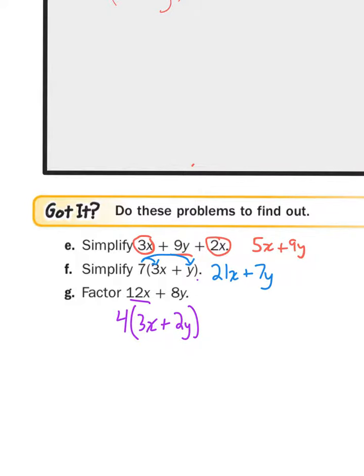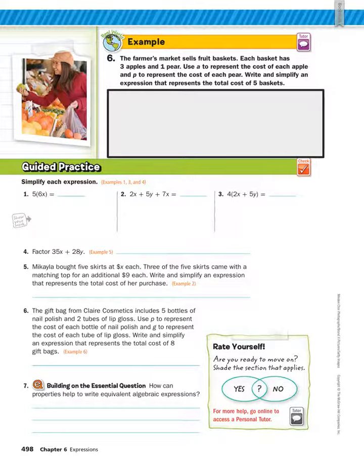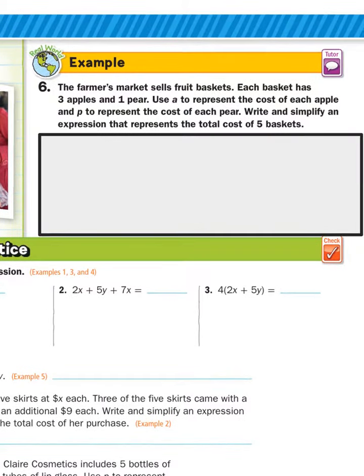All right. On to the last page, we're going to go over problem 6, example 6. So this says, let me get my highlighter ready. The farmer's market sells fruit baskets. Each basket has 3 apples and 1 pear. Use A to represent the cost of each apple and P to represent the cost of each pear. Write and simplify an expression that represents the total cost of 5 baskets.